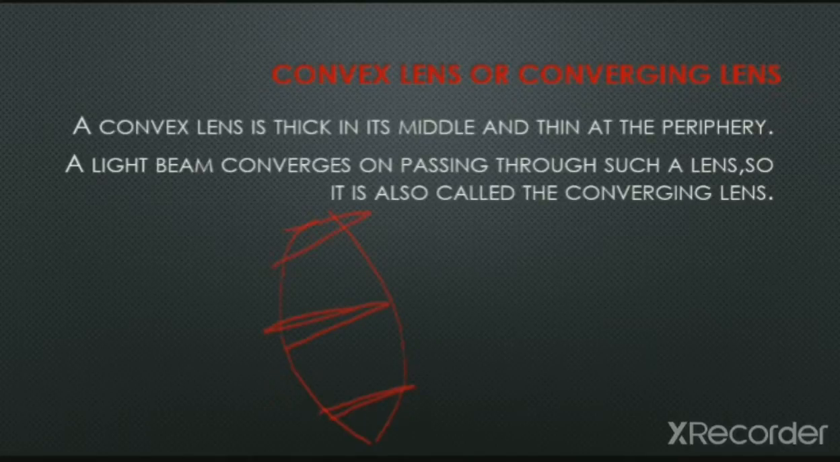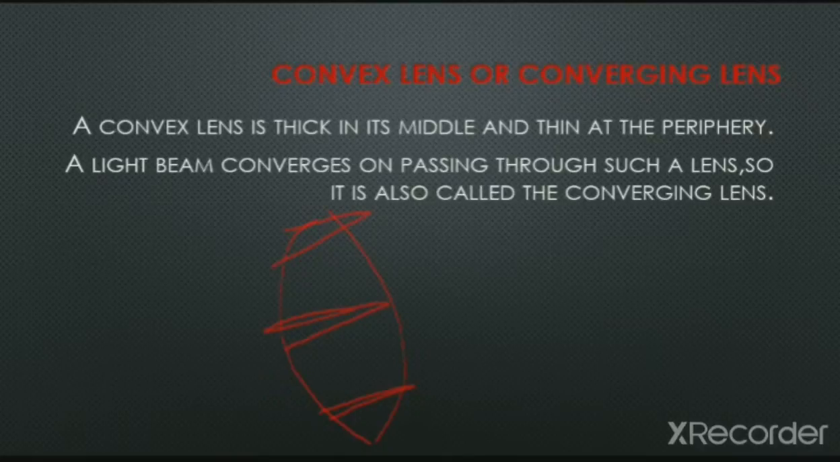This is how we identify it. Like, if you have been given different kinds of lenses mixed up and you have to separate the convex and concave lens, the two types of lenses, how will you separate? Just by touching it, if you find that a lens is thick in its middle and thin at the periphery, then you can say that this is a convex lens.